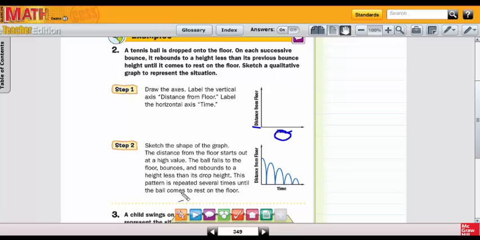The distance from the floor starts out at a high value, so that's why we start up here. This is where the ball was at the beginning of the experiment. The ball falls to the floor. Now notice when the ball falls, it doesn't fall the same speed up here at the top of the graph as it's falling down here. Whenever you drop an object, it's accelerating toward the floor, so that's why we show this gentle curve at first and then turning into a steeper downward path, because it's picking up speed.